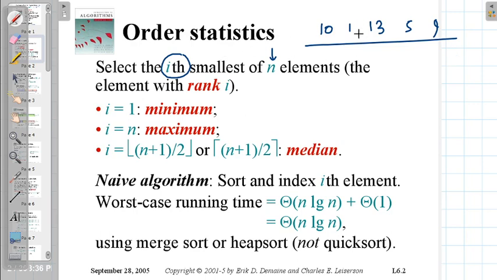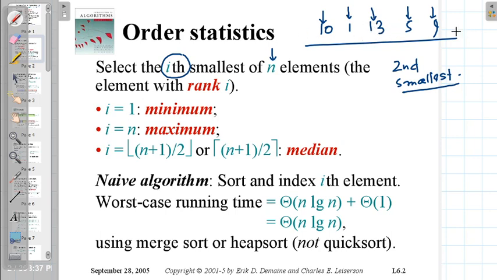So you see, which is the first smallest element here? 1 is the first smallest. Which is the next smallest element? The second smallest. Can you identify? 5 is the second smallest. And what is the third smallest? This is 9. What is the fourth smallest? This is 10. And what is the fifth smallest? That is 13. So the fifth smallest is the maximum element.